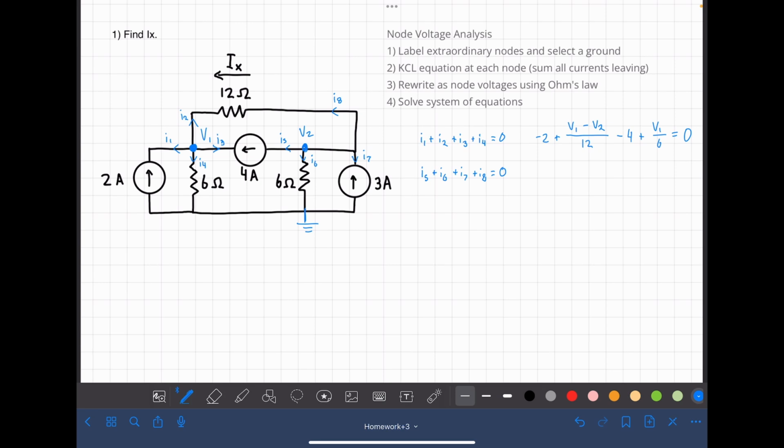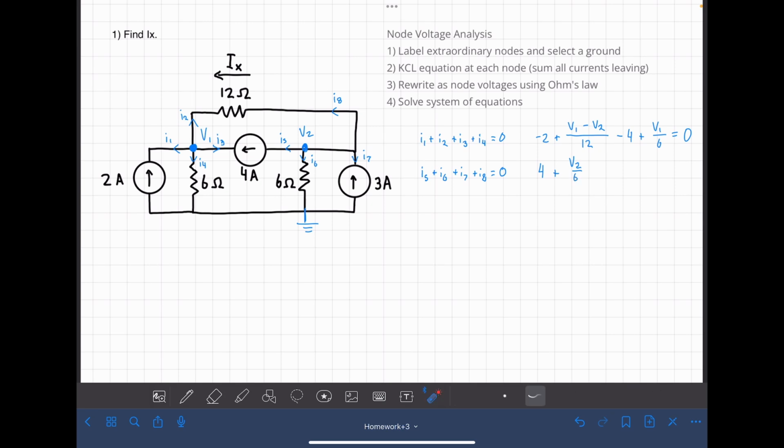Do the same thing for the second one. Okay. Do the same thing for the second one. We start with I5. It is now going in the same direction as the current source. So we write it as just positive 4. Then I6, that's another one that's going V2 to ground. So we just write V2 divided by the 6 ohms.